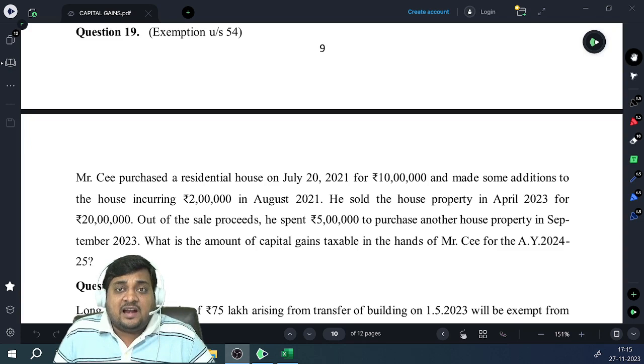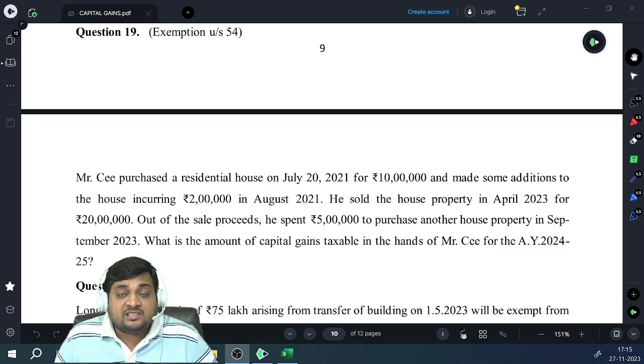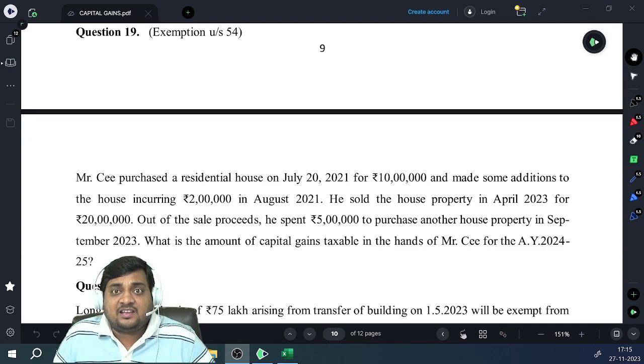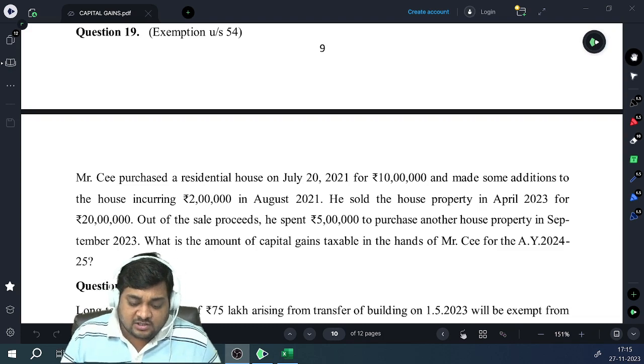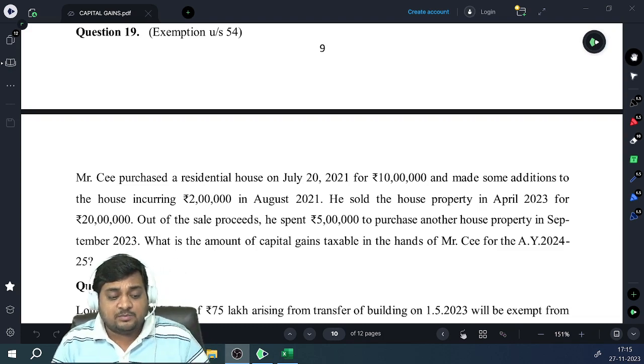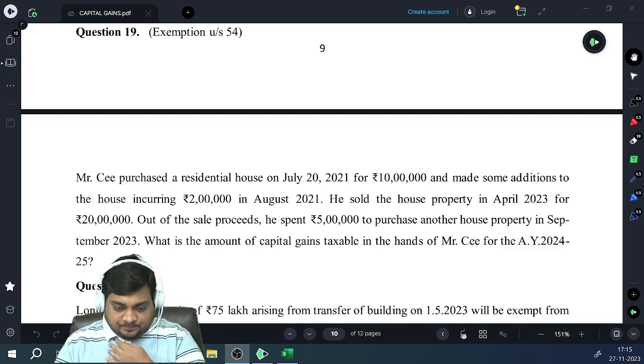Then agricultural land in an urban area: you sold it and bought agricultural land in an urban or rural area, that's exemption under section 54B. And then 54EC was for any long-term capital asset being land, building or both, where within 6 months you have invested in either NHAI or rural electrification bonds. So you get exemption up to a maximum of 50 lakhs. So let us do a few questions related to the exemptions which you did in the last session, and then accordingly we will move ahead.